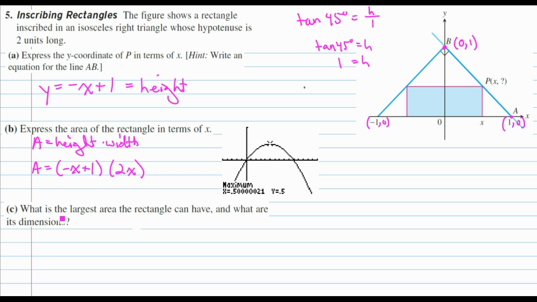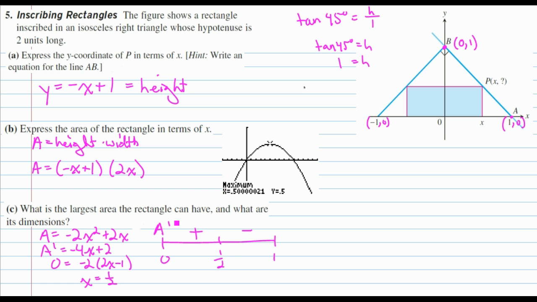Part C, what is the largest area the rectangle can have and what are its dimensions? I know that I can do second calc maximum and find it, but that wouldn't be using calculus. So I'm going to take the first derivative of our area function, find its zeros, and test them on a number line. And I get that there is that maximum that I predicted at 1/2 because A prime changes from positive to negative, so A changes from increasing to decreasing.